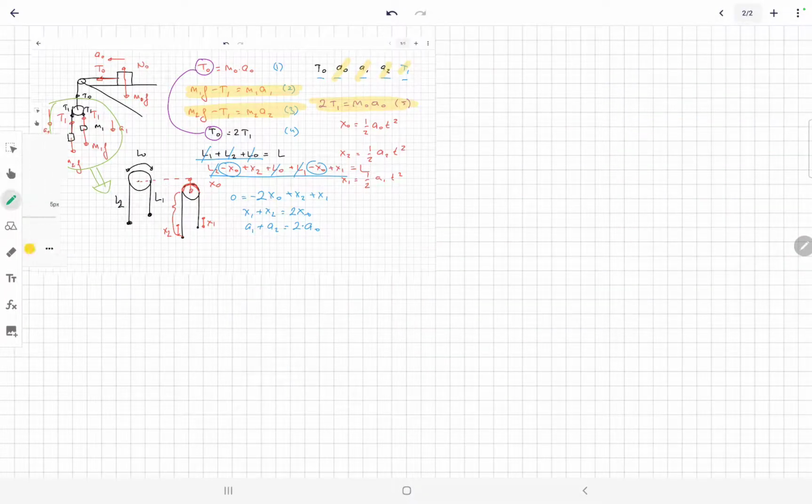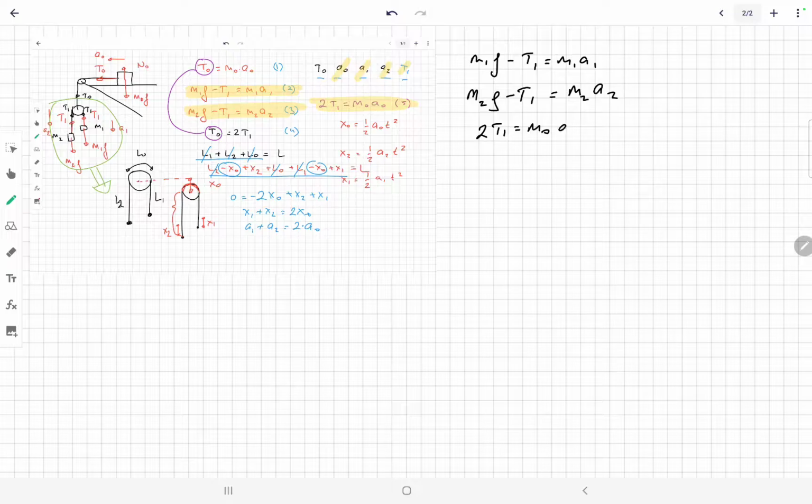So now let me copy our main equations. So we have m1g minus t1 equal to m1a1. This is equation number 2. And equation number 3, m2g minus t1 equal to m2a2. And we know that 2t1 equal to m0a0. And finally, a1 plus a2 equal to 2a0. So now we have 4 equations and 4 unknowns. Let me check again. T1 unknown, a0, a1, a2. 4 unknowns. We have finally 4 equations. It's totally math. We can solve it.